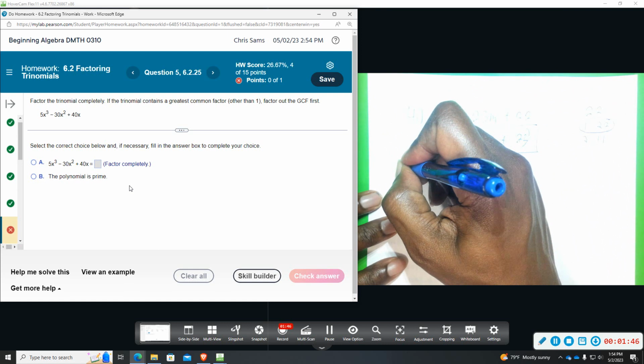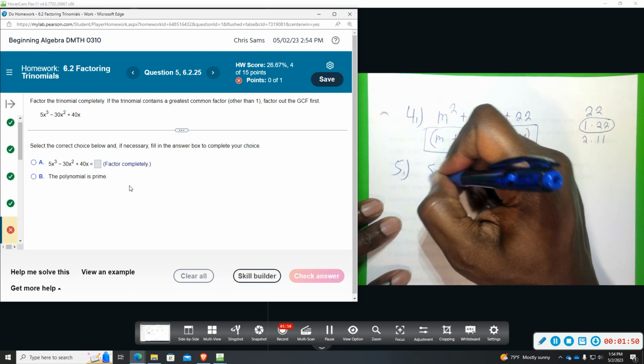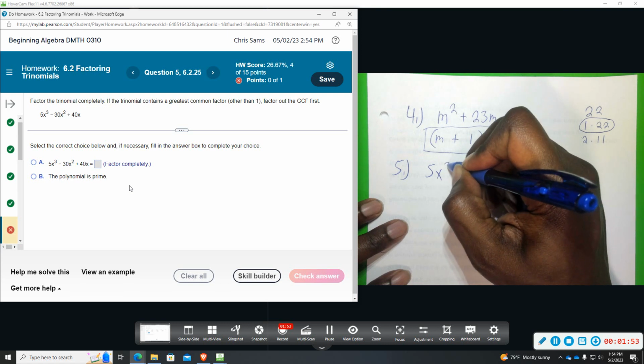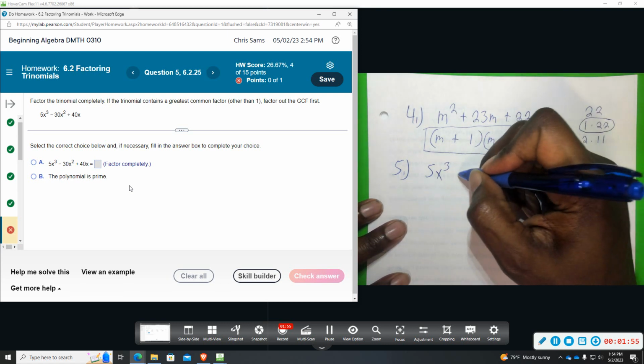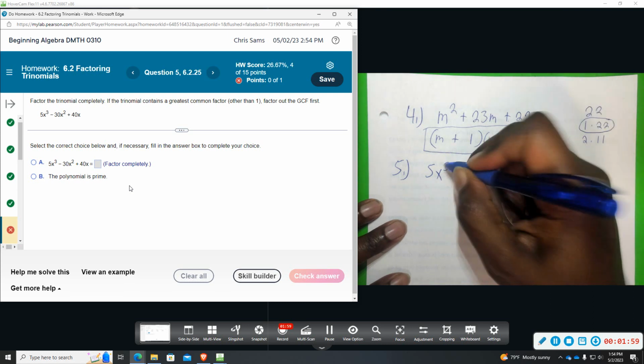So number 5 looks a little different. All the previous problems we had a second degree. This problem starts out with a third degree.